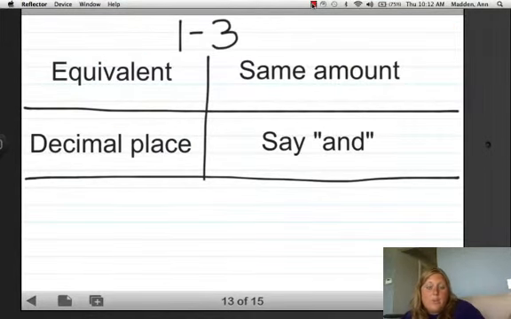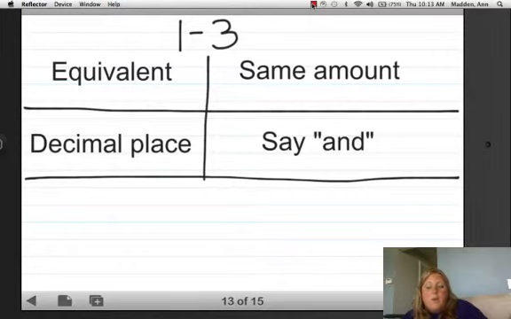All right, let's take out your notebook. Label it 1-3 at the top. We're going to do just 2 vocab words in 2 column notes and then leave some space at the bottom, because we're going to fill in another note that we cannot put into a 2 column note. The first word to remember is equivalent. Equivalent means the same amount. And then I want you to write decimal place. To remember, when you come to the decimal place, you always say the word "and."